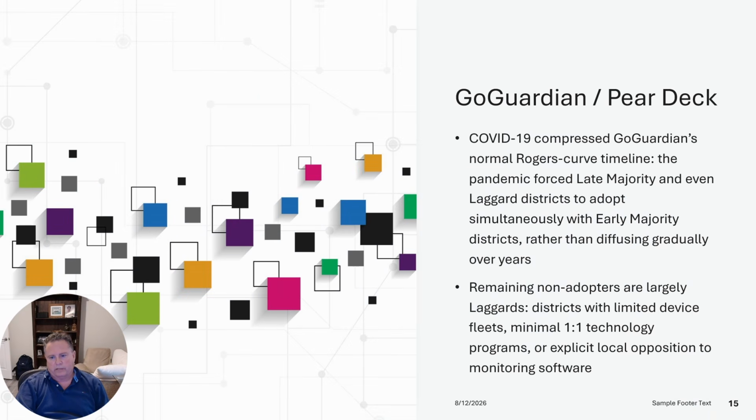As I mentioned before, COVID-19 compressed GoGuardian's normal Rogers curve timeline. The pandemic forced late majority and even laggard districts to adopt simultaneously with early majority districts, rather than diffusing gradually over a course of years. The remaining non-adopters are largely laggards, the districts with limited device fleets, minimal one-on-one technology programs, or explicit local opposition to monitoring software.